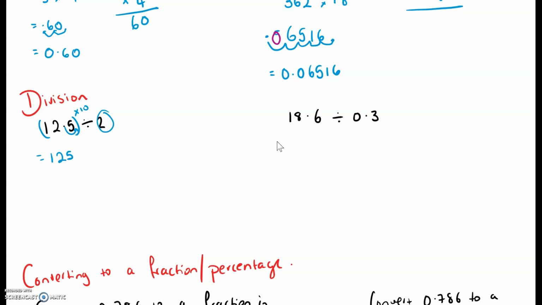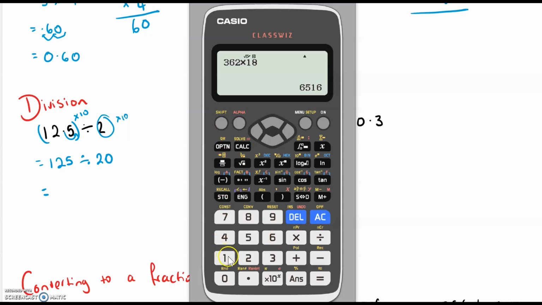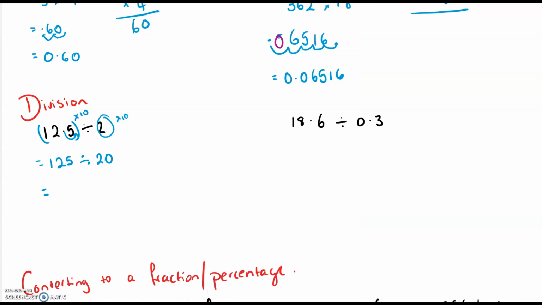And then we're going to also times this 2 by 10 as well, so we keep the numbers in the same proportion. So if you've multiplied this one by 10, we're also going to multiply this one by 10. So we end up with 125 divided by 20. And then it's simply a matter of doing your division. Okay, and again, I'm going to do this one on my calculator just to save some time. 125 divided by 20. Okay, and I get 6.25. Okay, perfect, lovely.